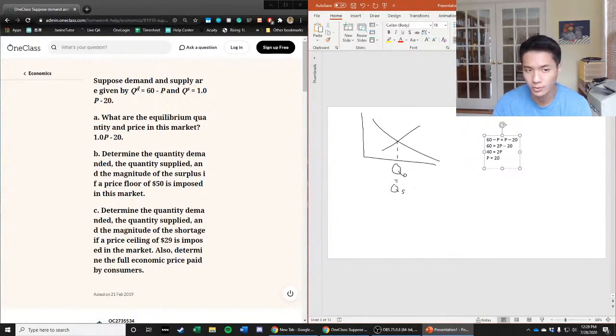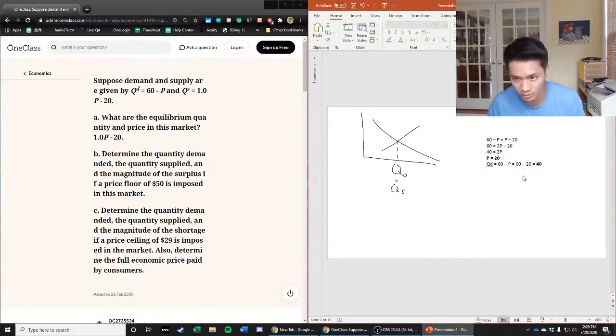And then we have equilibrium price, and we also want equilibrium quantity. So because QS and QD are the same, it doesn't really matter which one we plug back into. Let's just do QD. So QD is equal to 60 minus P, which is equal to 60 minus 20, which is equal to 40. So we have our two answers here. Equilibrium price is at $20 and equilibrium quantity is at 40 units.